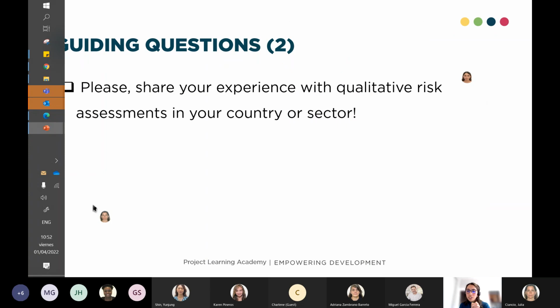And we have some minutes left. If you want to share your experiences with qualitative risk assessments in your country, in your sector, or if you have any specific questions about the module or the exercise, we are happy to help.